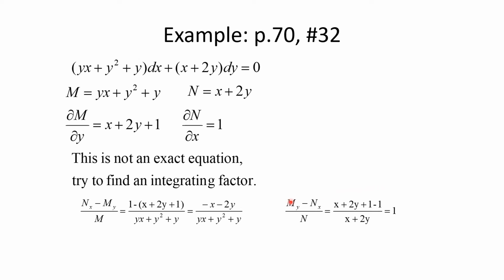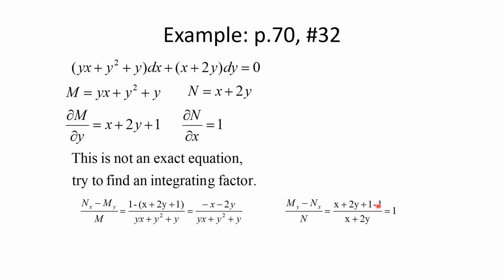We have the partial of m with respect to y minus the partial of n with respect to x, divided by n. So if this results in a simplification that is a function of x alone, so there are no y's, then we can use this to form our integrating factor. We plug things in, so the partial of m with respect to y is x plus 2y plus 1, and the partial of n with respect to x is 1. So we get x plus 2y plus 1 minus 1 divided by x plus 2y.